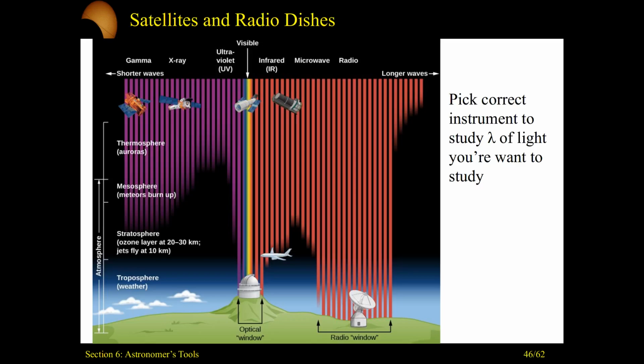So the point is that look at the spectrum of light that you want to study. Are you looking at gamma rays? Do you want to study ultraviolet? Do you want to study microwaves? When you're designing your experiment, designing a camera to try and picture the universe, you need to choose the correct instrument based on what wavelength of light you want to study.